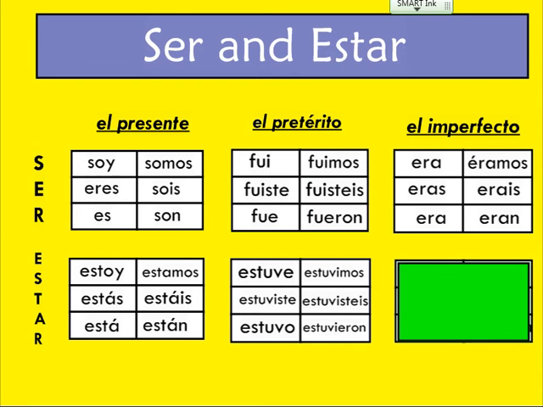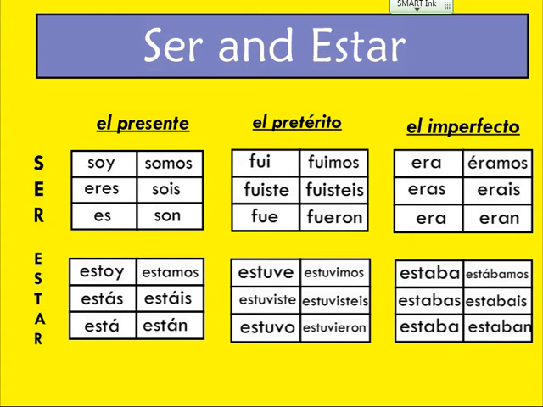Here's ser in the imperfect and estar in the imperfect. Remember that ser is also irregular in the imperfect, but estar is conjugated as a normal verb. Feel free to pause the video again and make corrections if you need to.